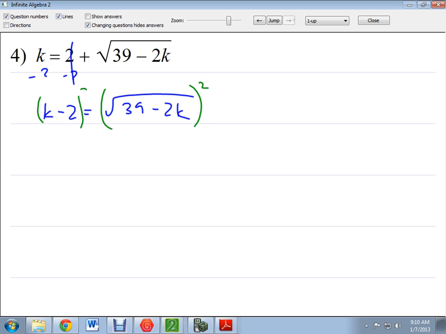When I square both sides, the left side is actually a binomial squared. Now this is not k squared minus 4. I can't just square both numbers. I actually have to multiply all that out.